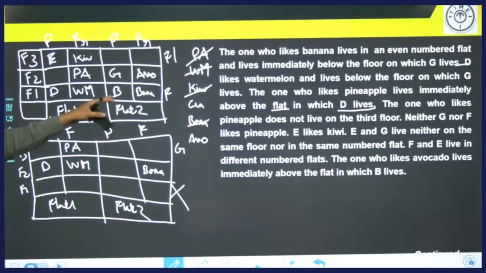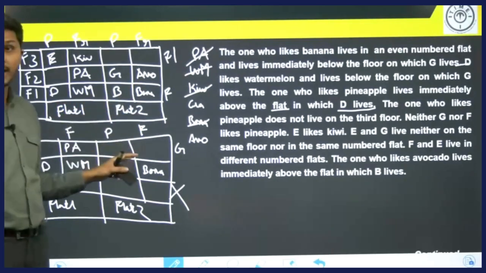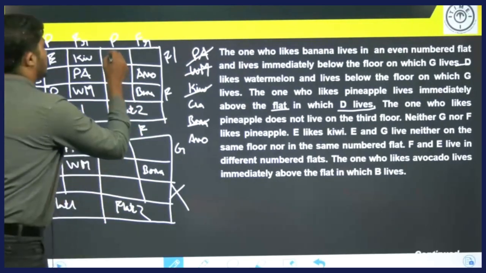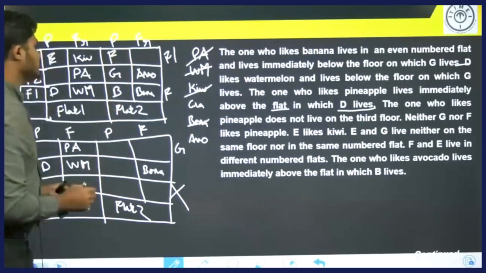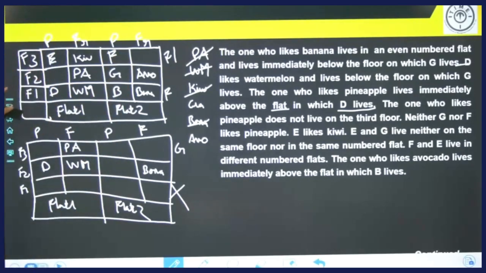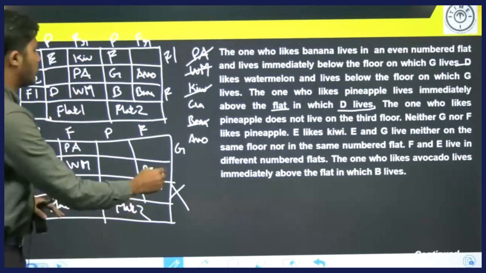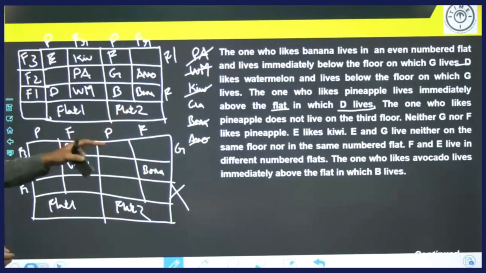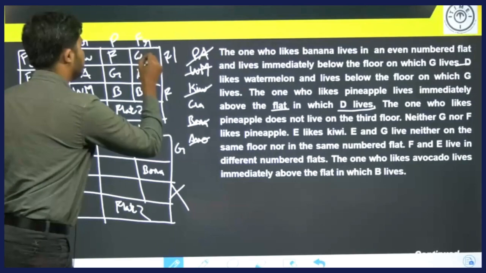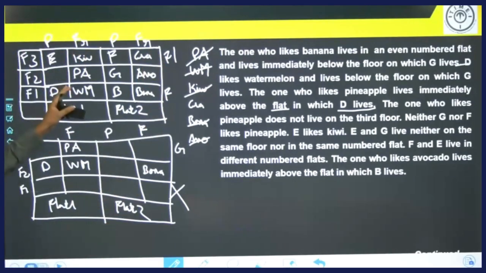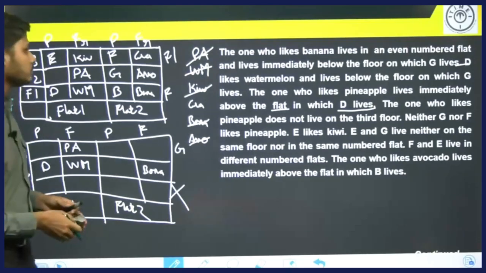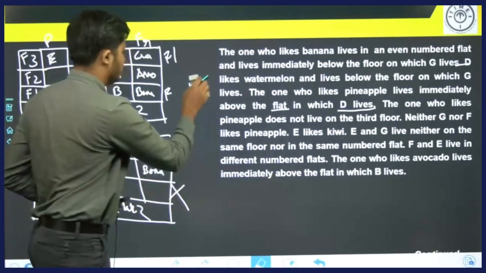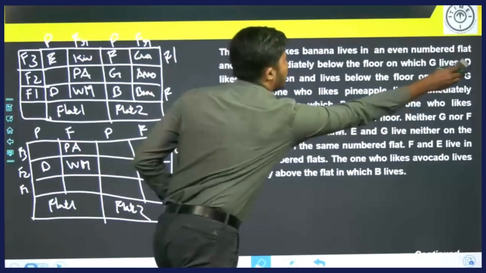Since F lives in flat 2, F lives in flat 2 on floor 3, and the left out fruit is grapes. So F likes grape. We got the final table. So let's use the table to answer the questions. So let's move to the questions.